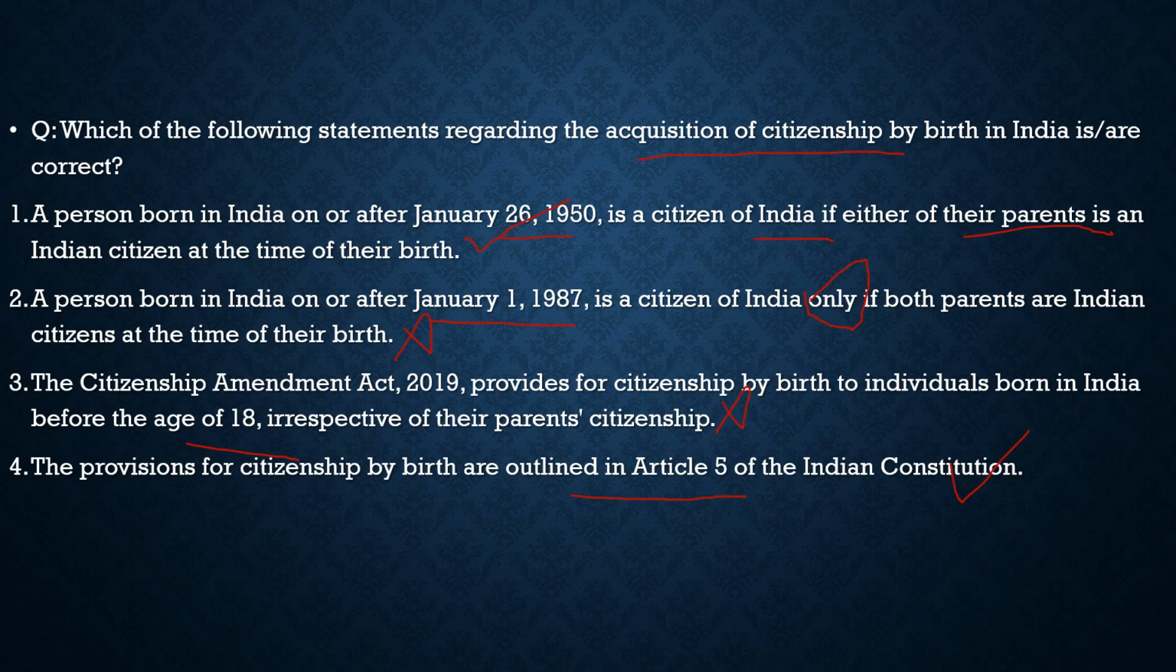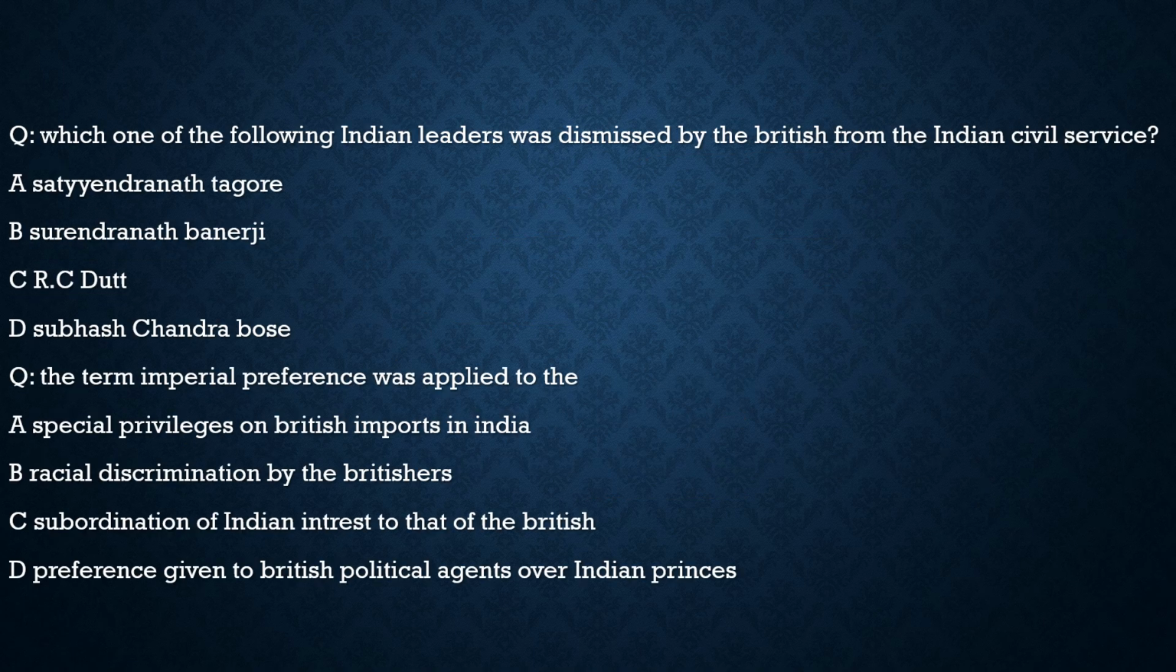With this, let's move to the last part of our discussion, which deals with previous year questions. The first question says, which of the following Indian leaders was dismissed by the British from the Indian Civil Services? Is it Satyendranath Tagore? He was the first Indian to qualify the exam for civil services, so he is not that person. Is it R.C. Dutt? No. Is it Subhash Chandra Bose? No. Is it Tagore? No. Then who is he? Surendranath Banerjee. He was dismissed from his post. So the correct answer is option B.